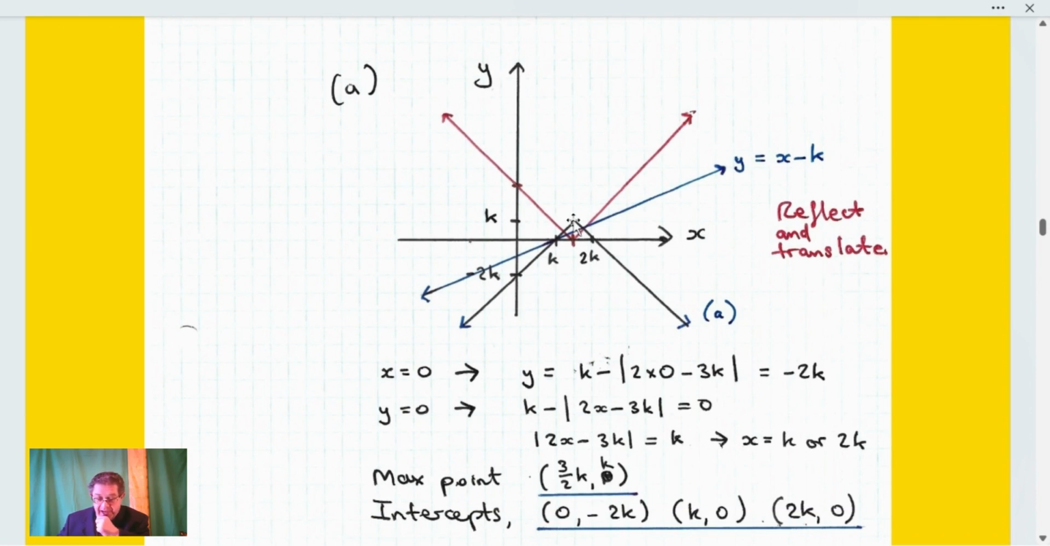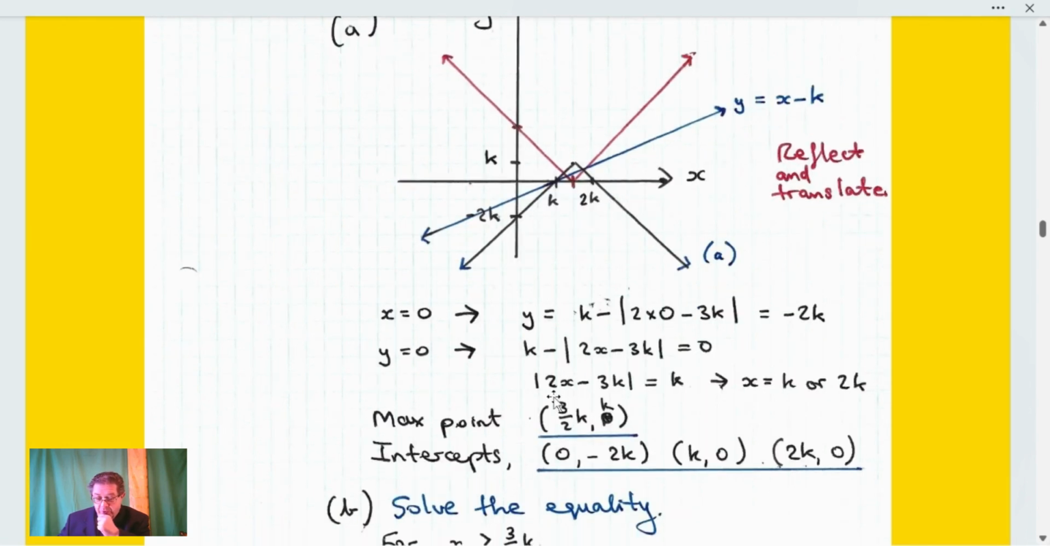Let's check on where it cuts the coordinate axes. When x is 0, we've got k minus the modulus of 2 noughts take 3k, which is minus 2k. When y is 0, we're doing k take away mod of 2x take 3k being 0. Mod of 2x take 3k will equal k. So x is k or 2k. The maximum point is midway between the two. So it's 3 over 2k and the y value is k.